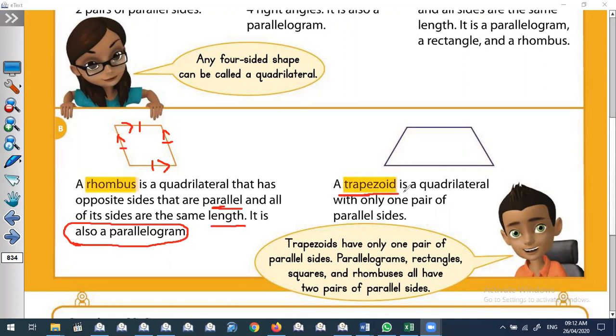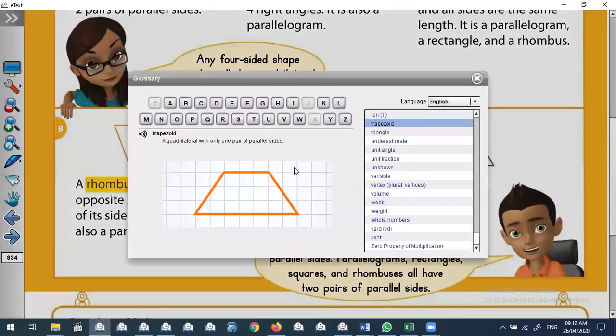Trapezoid is a quadrilateral with only one pair of parallel sides. Only two sides are parallel. So it will be trapezoid. Trapezoid.